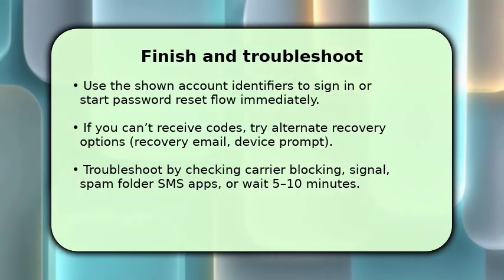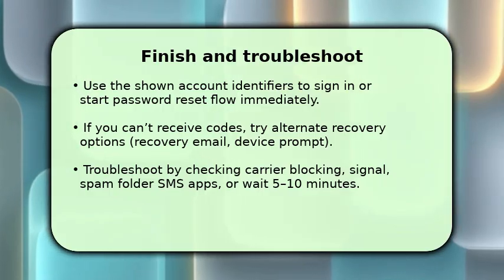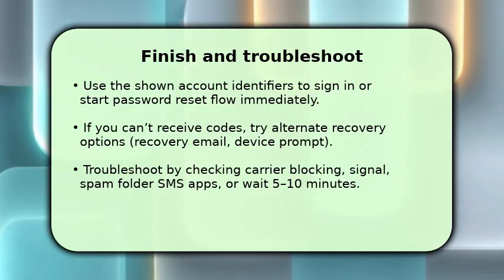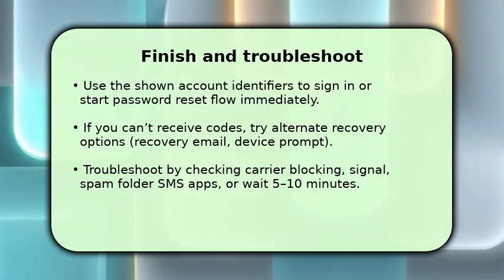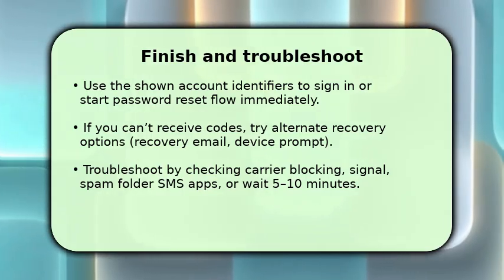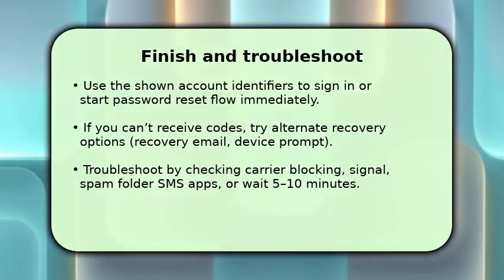If you don't receive a code, try the alternate recovery methods offered. Check that your carrier isn't blocking short codes, restart the phone, and wait a few minutes for delayed SMS. If problems persist, use Google's "Try Another Way" prompts to reach alternative verification choices.